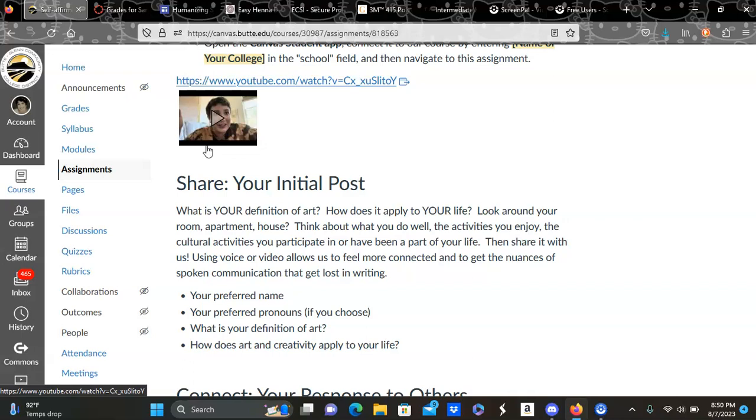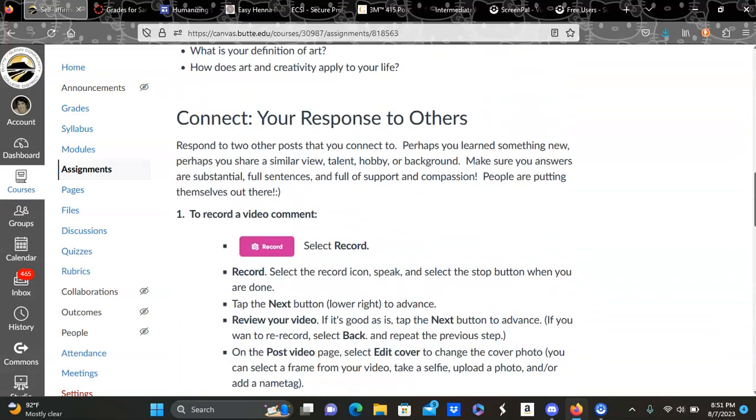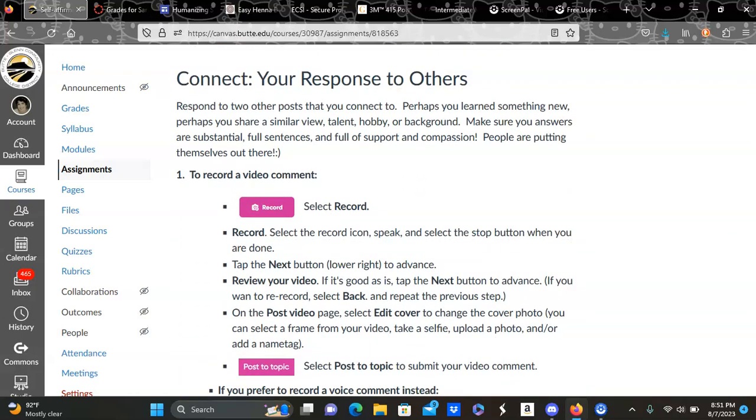So I explain why we're doing it in this way, and I feel like that's really important to them. And I list the 4 things that I want them to include for them to get credit. So they get credit for posting, which is the sharing, and then they also get credit for connecting, which is responding to other posts.